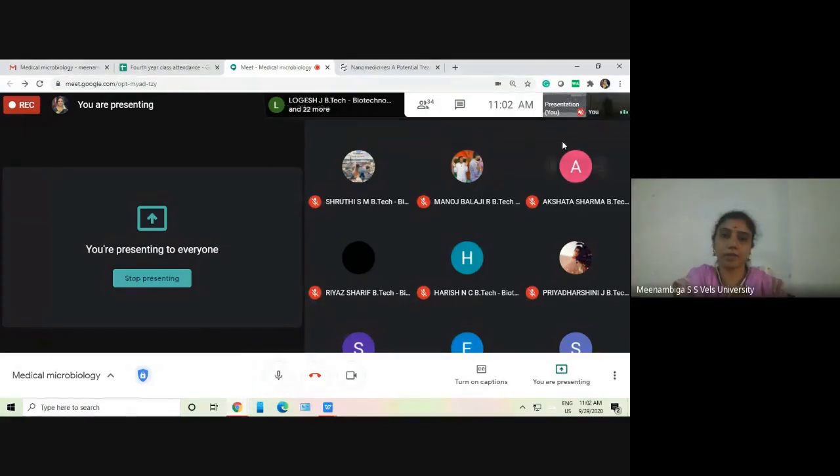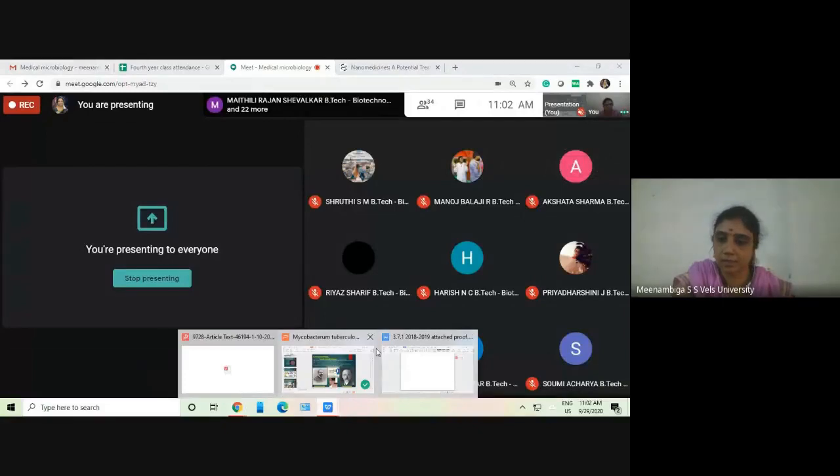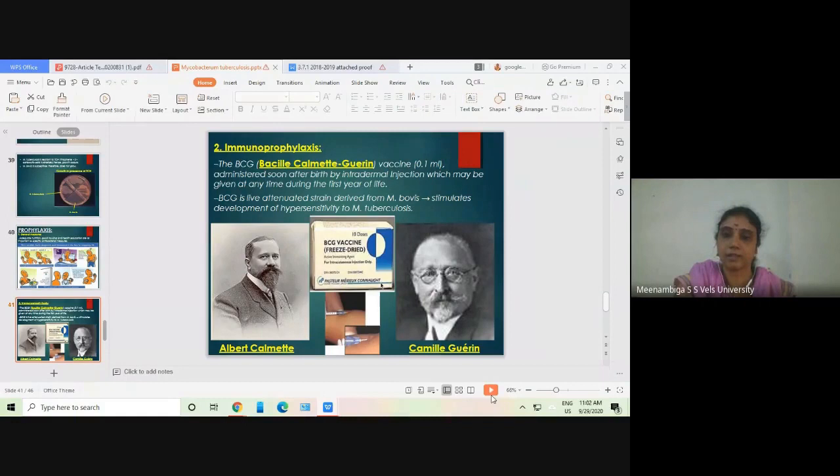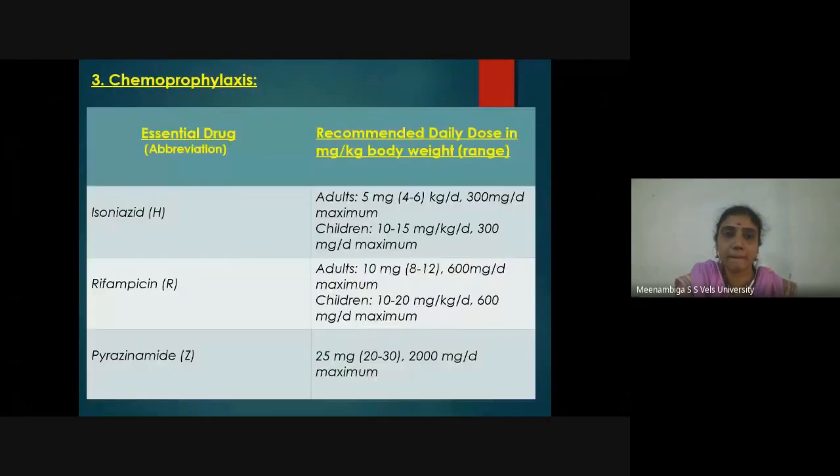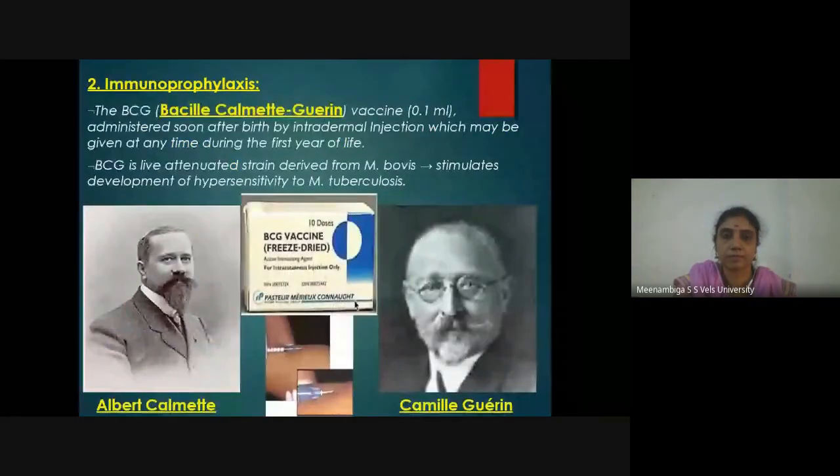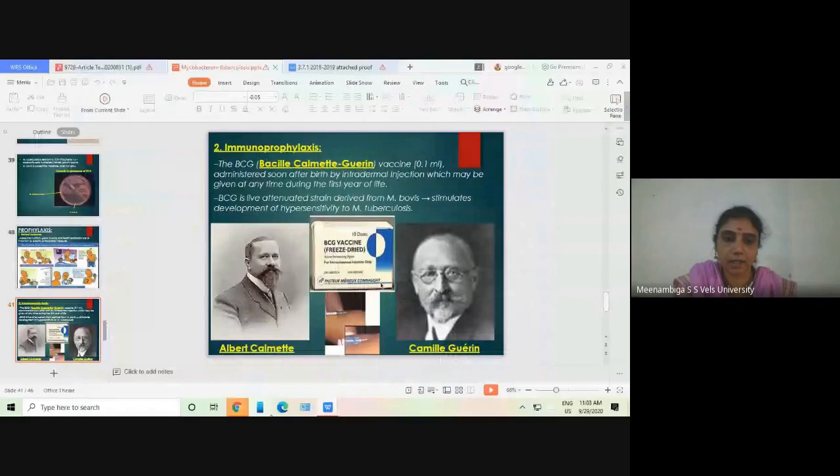Okay. So BCG vaccine is given immediately after birth to develop antibodies for the Mycobacterium tuberculosis infection. Okay. Can you hear me? Yes. Yes or no? Okay.